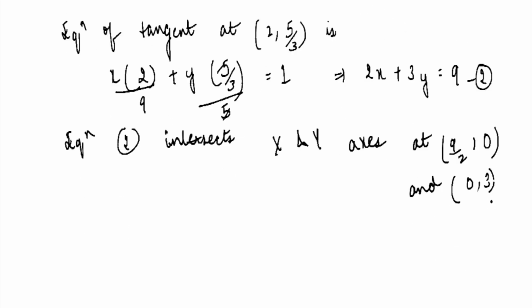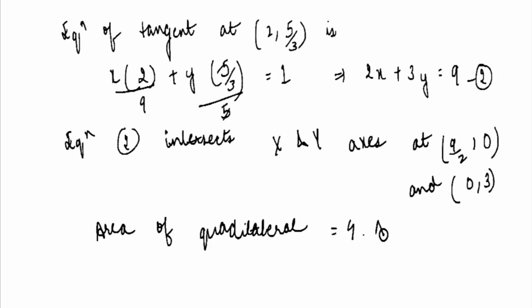Then we have to find the area of the quadrilateral. The area of the quadrilateral is equal to 4 times the area of triangle POQ. So let's find it out. It is 4 times half into base. What is the base? It's the x coordinate, that is 9 by 2, and the other thing is the y coordinate, that is 3.